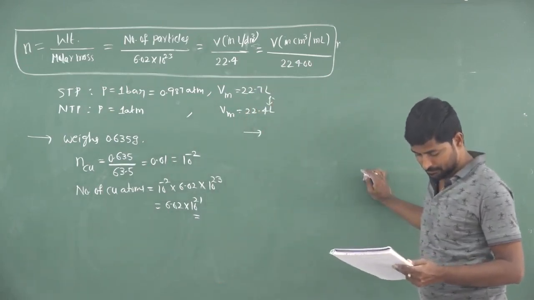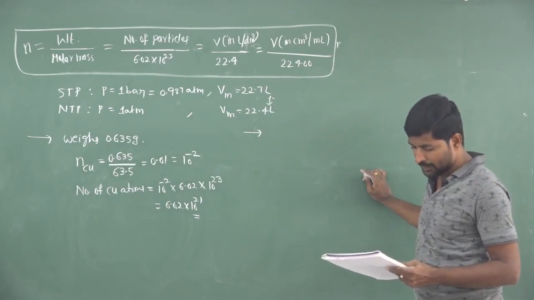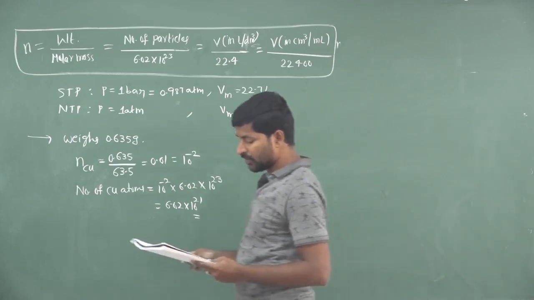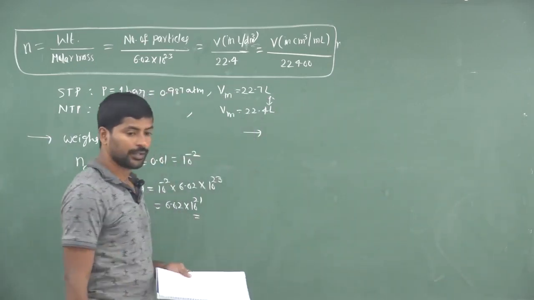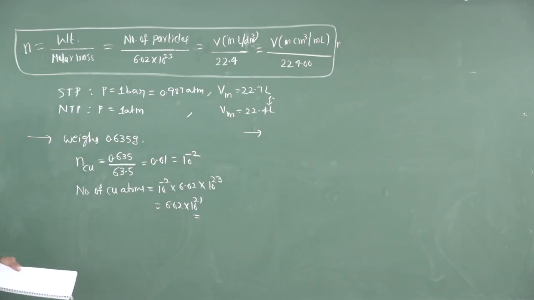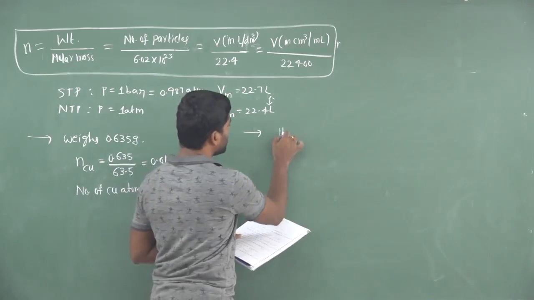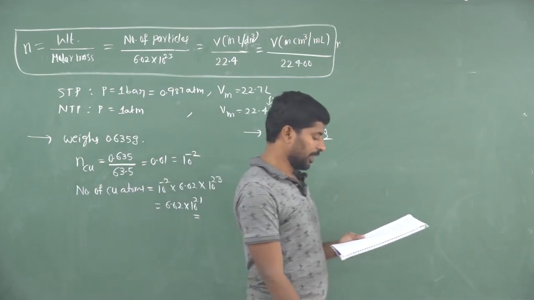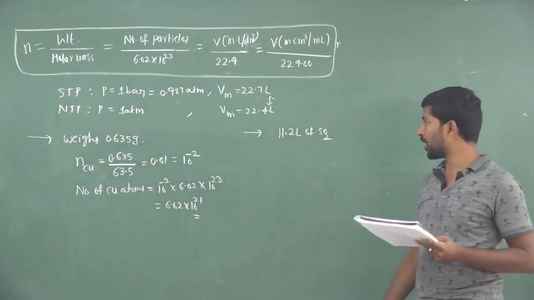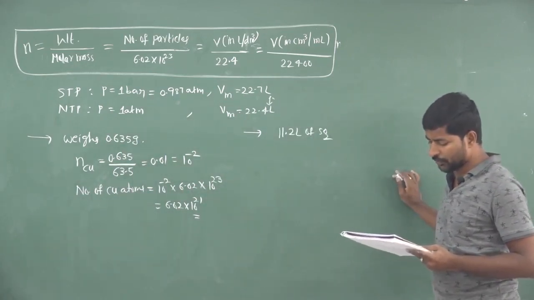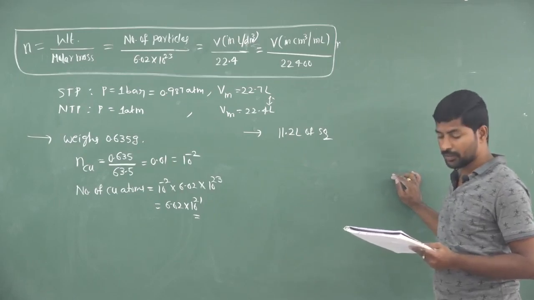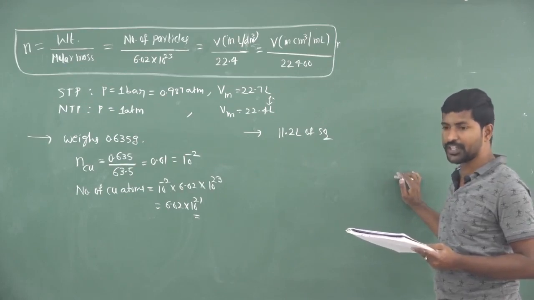Next one. Calculate the number of molecules in 11.2 liters of SO2 gas at NTP.